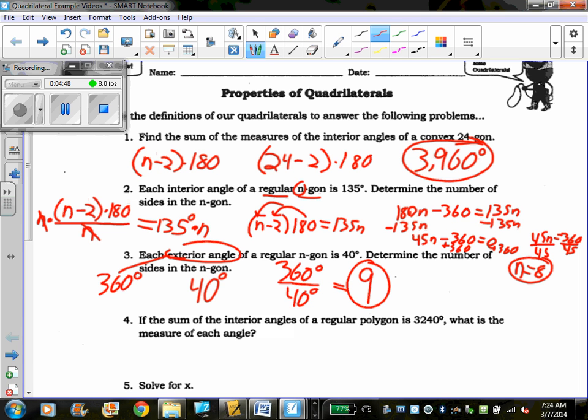So that problem is pretty short and simple. It's nice that exterior angles add up to 360, it makes for shorter problems. They're usually a little bit easier to deal with than the interior angles, and sometimes. Okay.